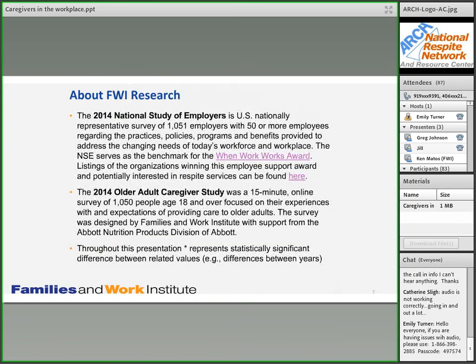So we do a number of research studies, but the two that we're going to reference today are our National Study of Employers. Our National Study of Employers, which is a survey of over 1,000.